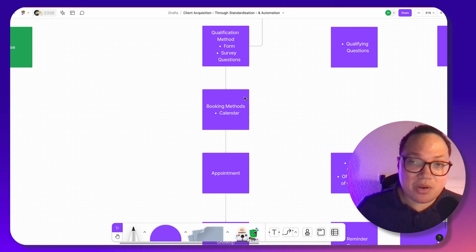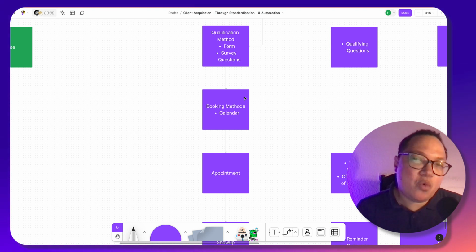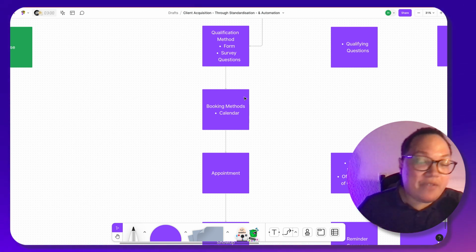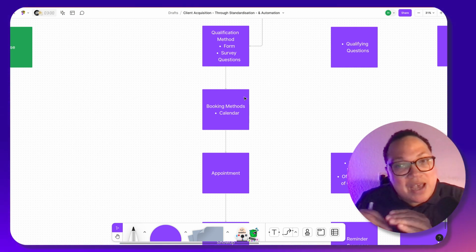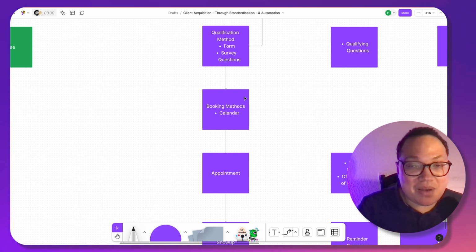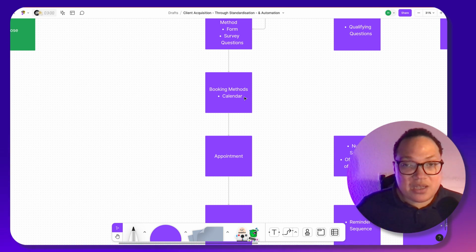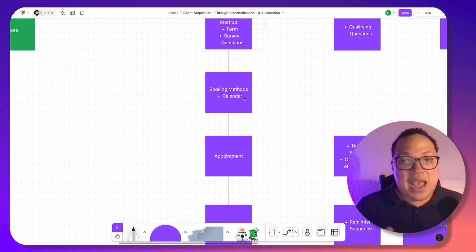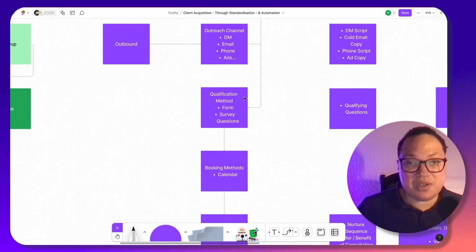Why would we need a booking method? We need a booking method because if somebody says, I want to do this, you need a way to show them when you're available so they can figure out if that coincides with when they're available. And the best way to do this is by offering a booking method. And you have thousands of ways to do that. And we like to help for this part of the systematization.